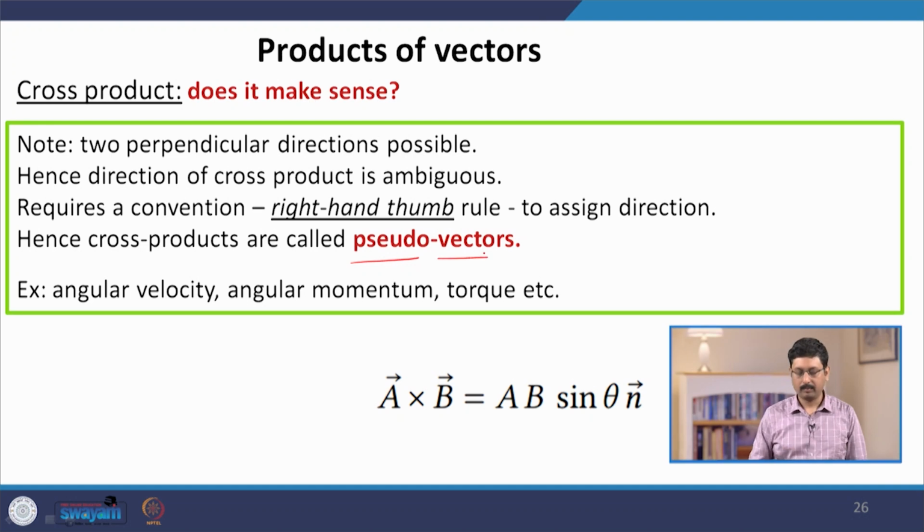So, the quantities for which you need this extra convention to define the directions are a special category of quantities, and these are called pseudovectors. We will not go into the difference between true vectors and pseudovectors. We will simply mention examples that will be relevant for our course. These are angular velocity, angular momentum, torque, etc.